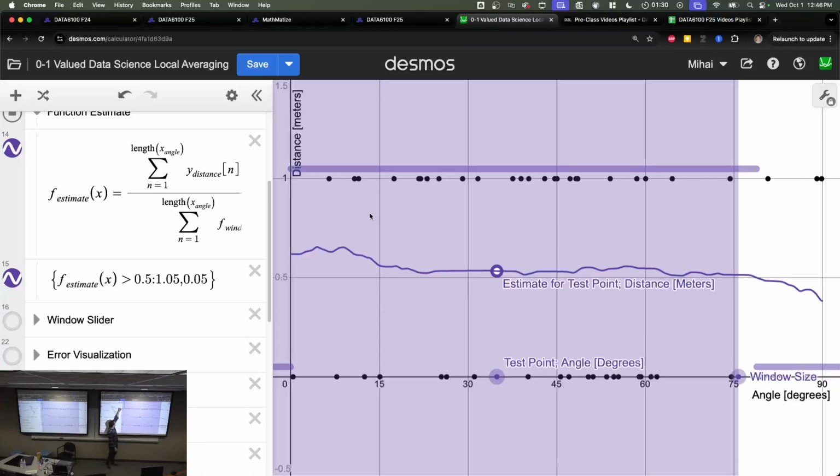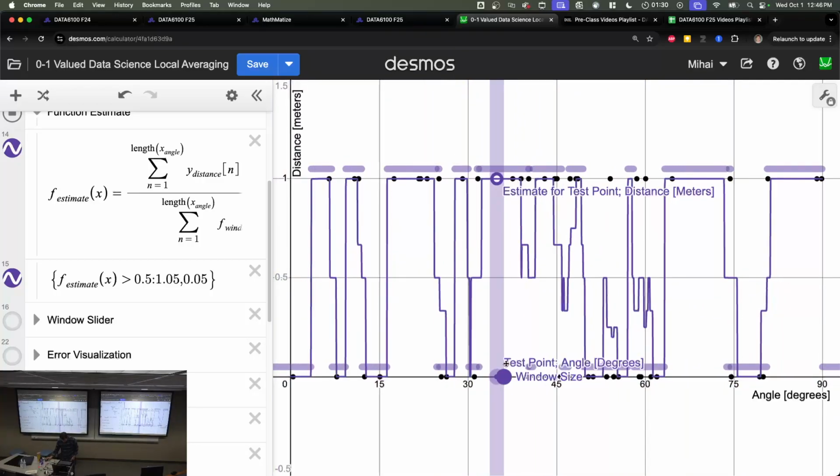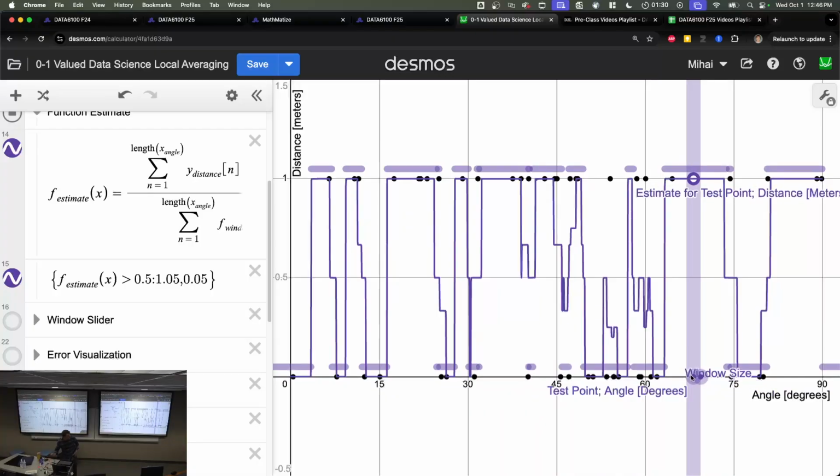So up here, I'm estimating y hat equals 1. Down here, I'm estimating y hat equals 0. Okay, and I can shrink the window. Of course, if I shrink the window very small, I have this really funny estimator that goes up and down.